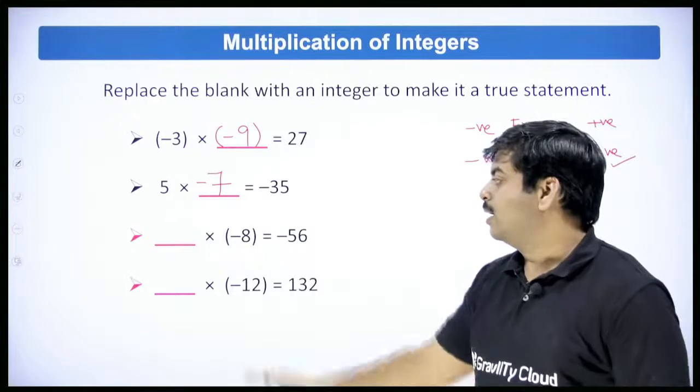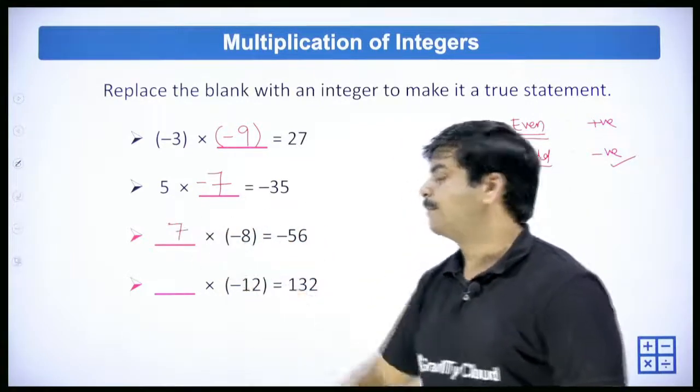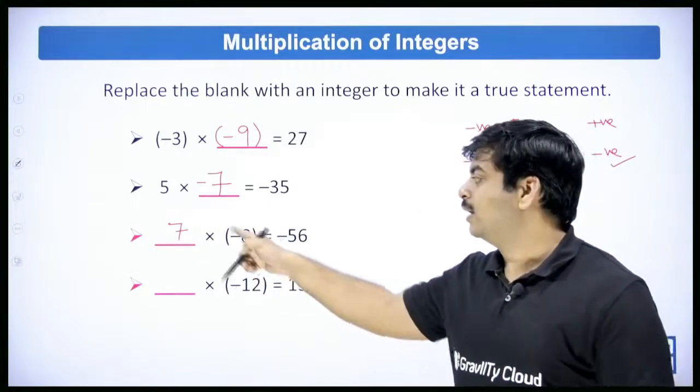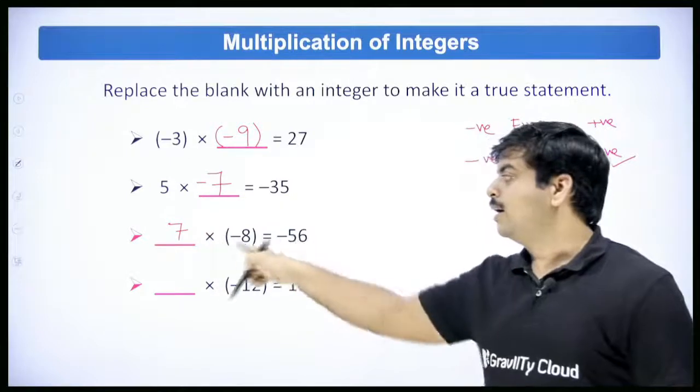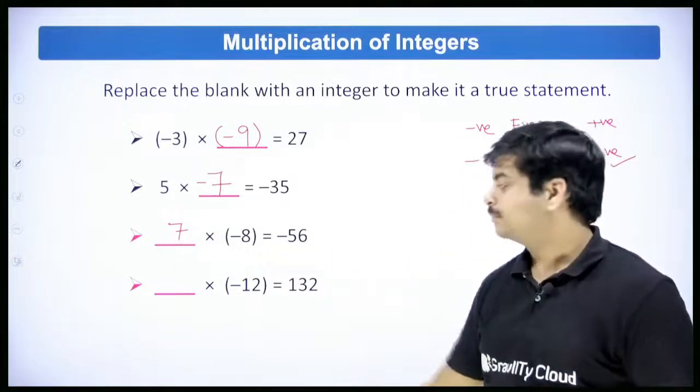Okay, next, which number into 8 will give you 56? 7 into 8 is 56. So you have a negative here. It is enough to say that the number is 7. No need to keep one more negative, right?